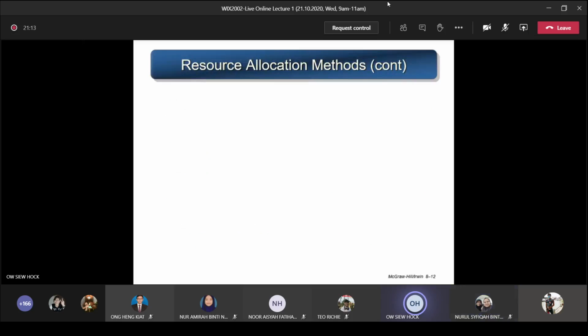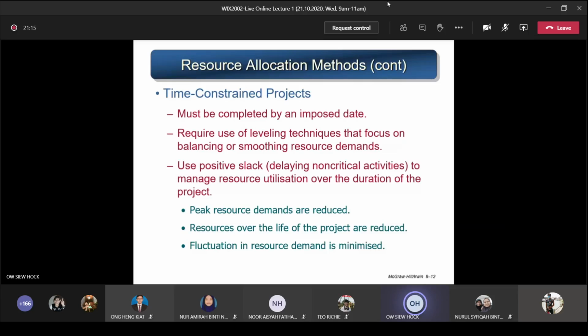That means you don't care whether the activity is complicated or easy. That is the assumption here. Next we look at how we overcome time constraint projects. As already mentioned, time constraint projects must be completed by an imposed date. If you fix the date, so I must finish by 15 January 2021, that is the imposed date. You have to finish on that date. Cannot be earlier, cannot be later.